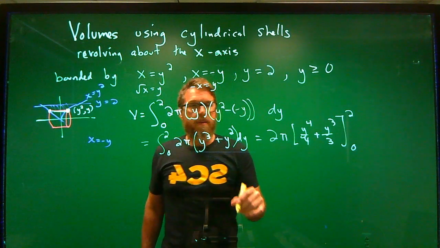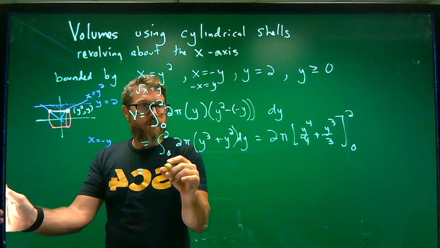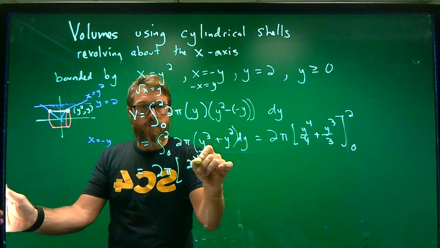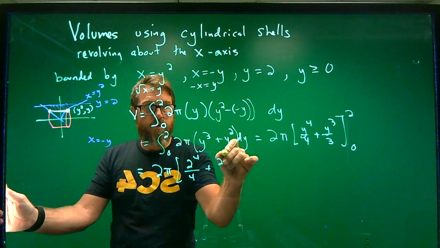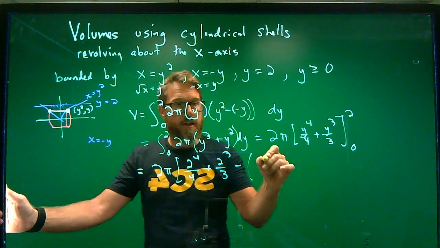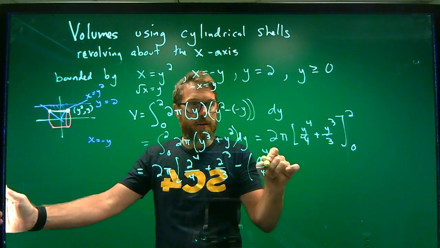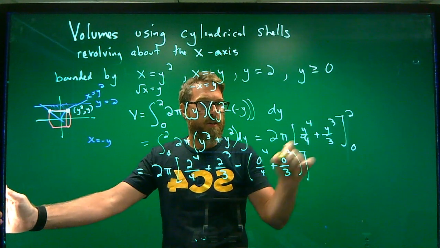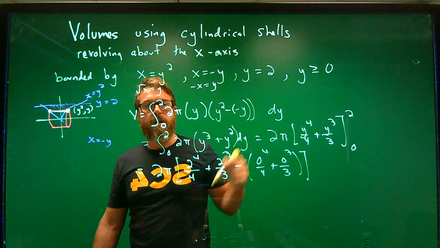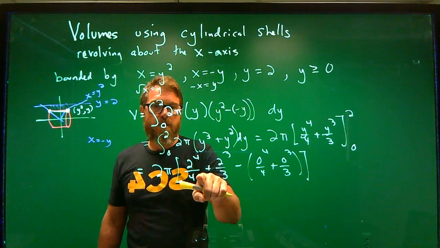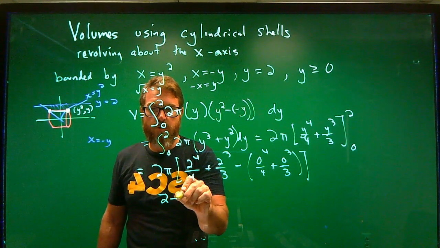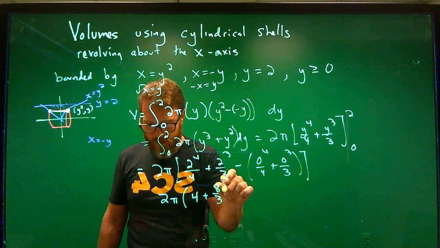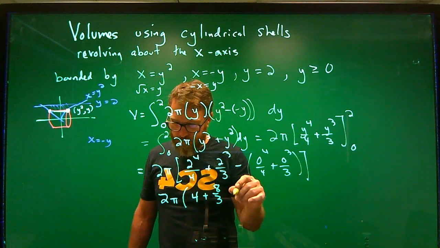Okay, so plugging in the values and finishing this up. The volume is going to be 2 pi times 2 to the 4th over 4, plus 2 cubed over 3, minus, I'll write it out this time because I have the room. But we can see when we plug in 0, this entire part of the expression is going to be 0. So 16 over 4, which is 4. So 2 pi, this would be 4 plus 8 thirds.